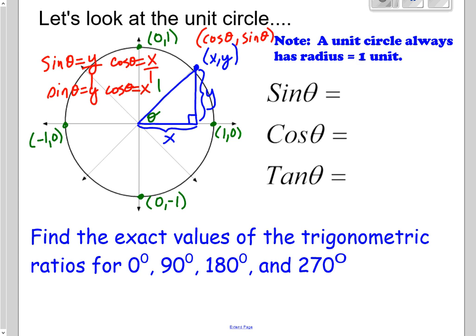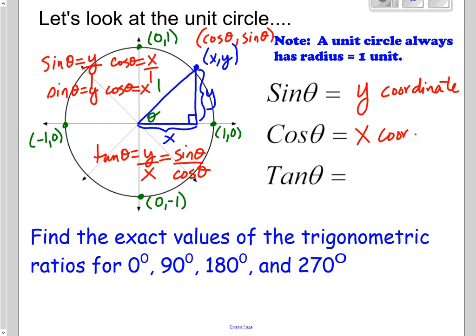And then tan, of course, is opposite over adjacent. Tan theta is y over x. And since y we said is sine and x is cos, it can also be written this way. So over here, sine theta is equal to your y coordinate, cos theta is equal to an x coordinate, and tan theta is equal to y over x, or sine theta over cos theta.